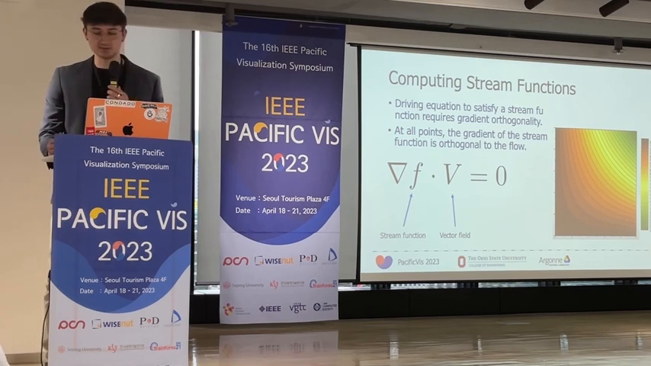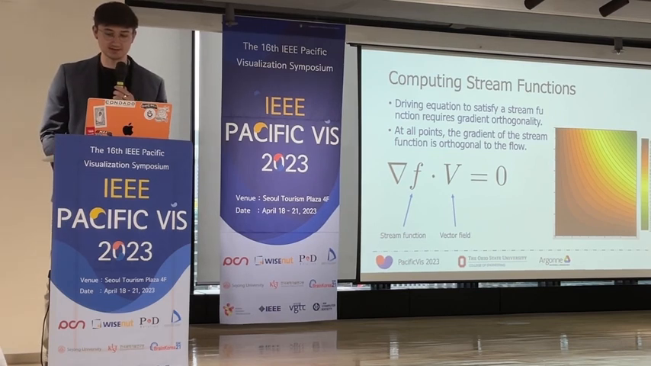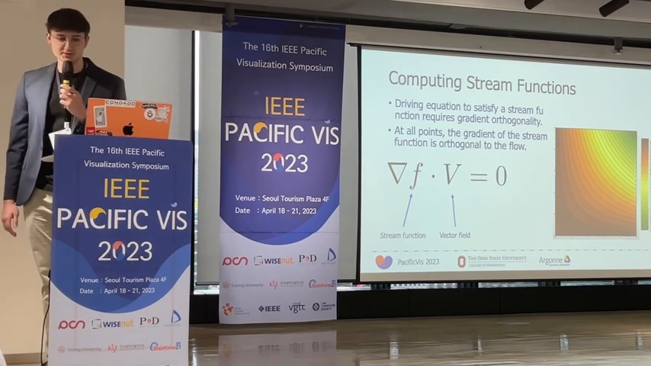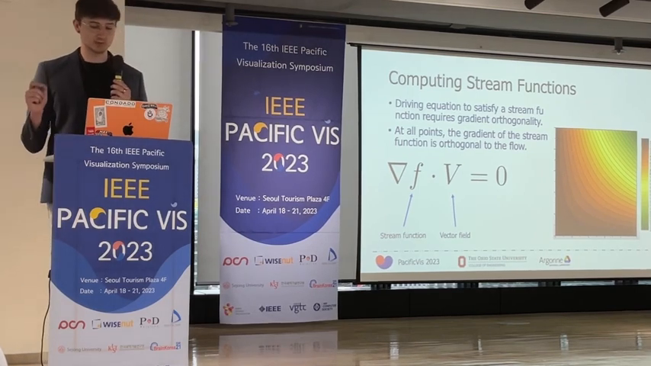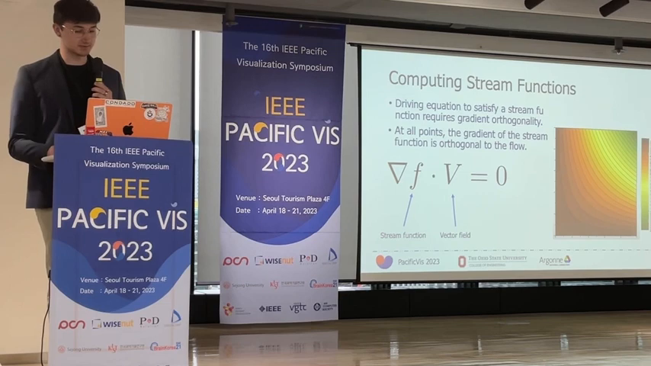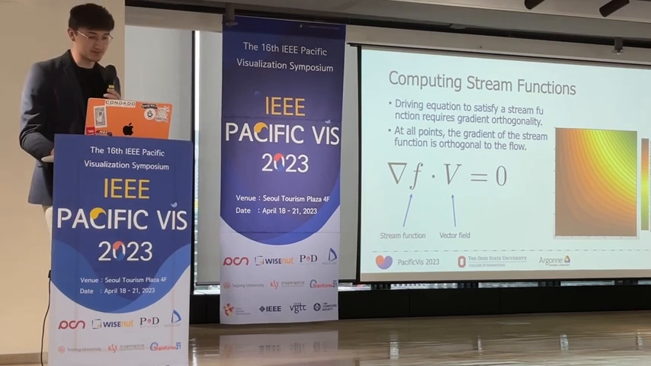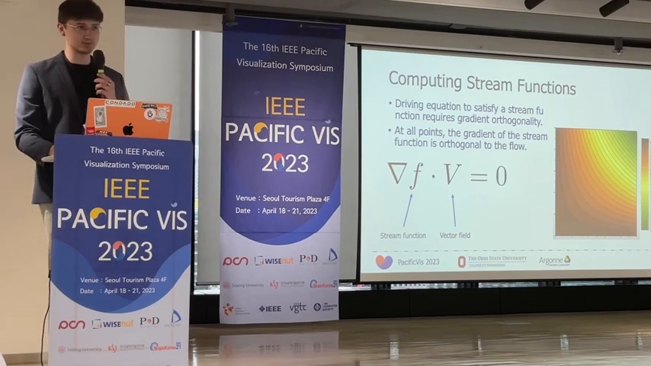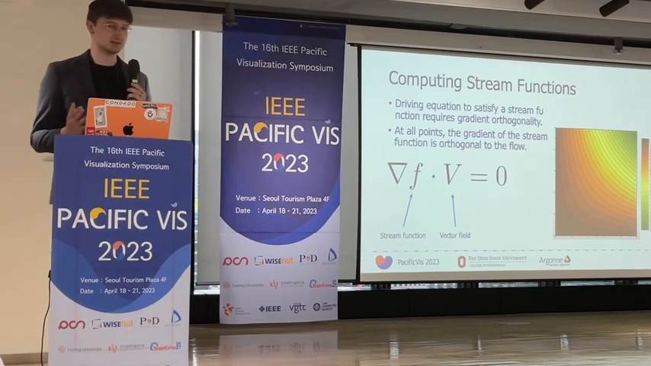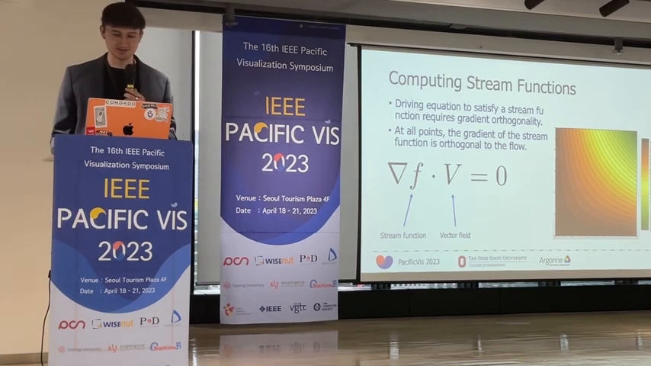For a stream function to be valid for a vector field, this mathematical condition on the screen must hold: the stream function's gradient at all points is perpendicular to the vector field. For some intuition about this requirement, I have a 2D example. It's actually a very simple problem in 2D. It gets harder in 3D, but maybe easier to visualize in 2D here.